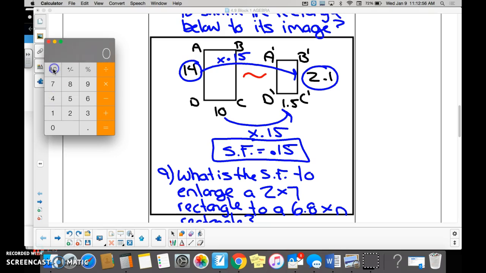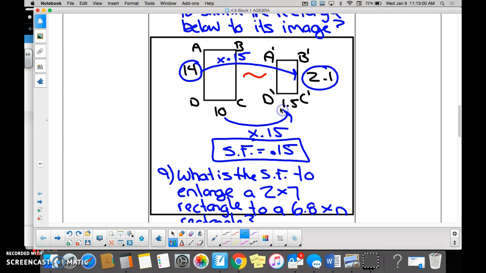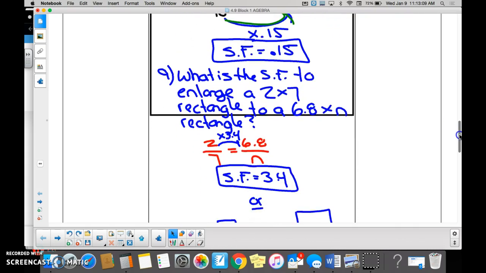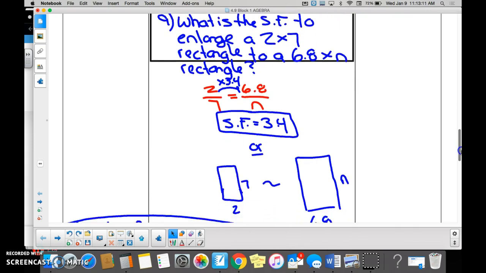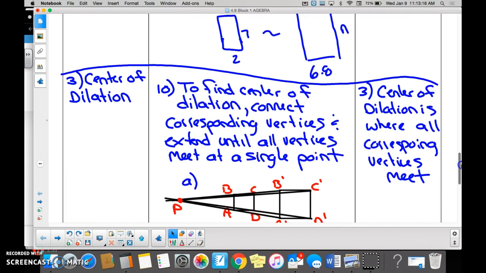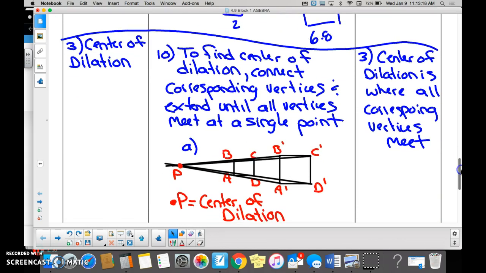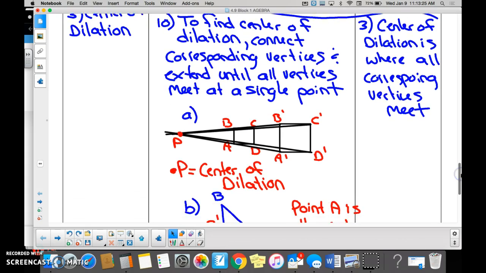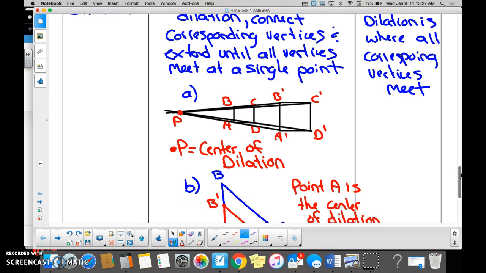And just to double check our work, if we take 10 and multiply it by the scale factor of 15/100, does that get us to 1.5? Yes. Obviously it does. Number 9 is just a word problem that you needed to create your own proportion, or if you look beyond, a picture. And then center of dilation, which is the word we skipped above. Quickly, number 10 says, to find center of dilation, you connect corresponding vertices and extend the vertices until they meet at a single point. So our shape here was rectangle ABCD.